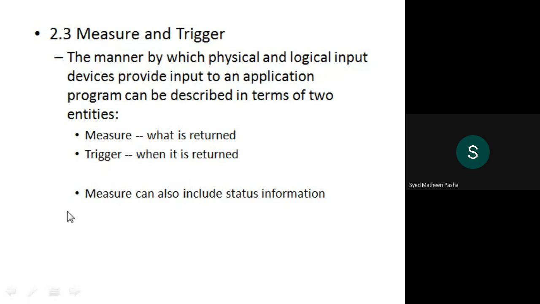So what does a measure include? Measure can also include status information, that is the program status, whether it is still in execution or the program is still running. With the help of measure you can check the status of that particular program. So this is about measure and trigger.